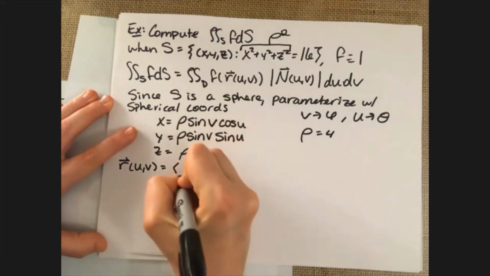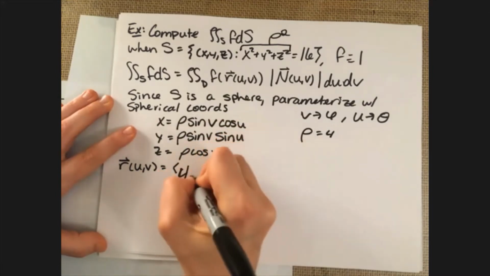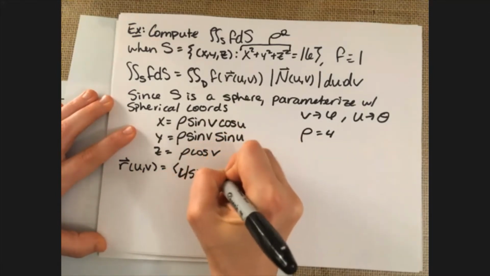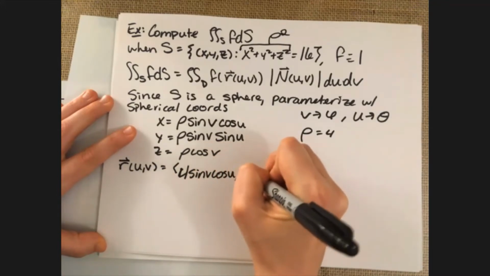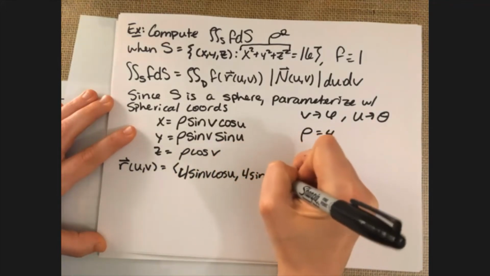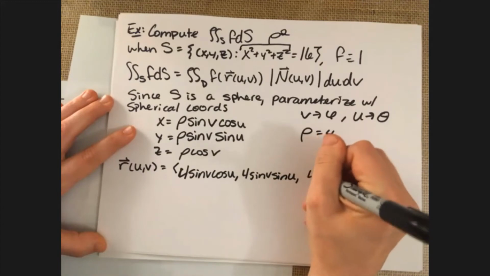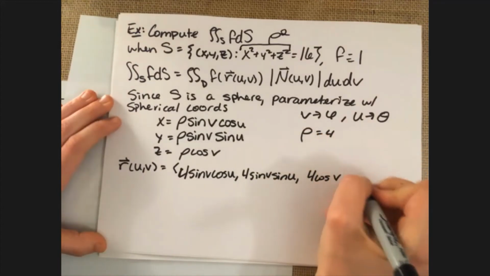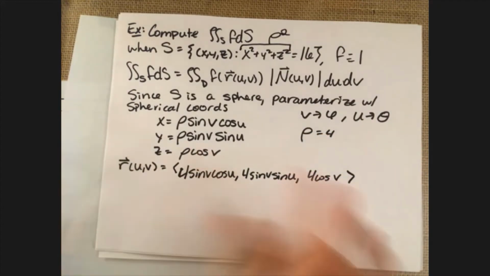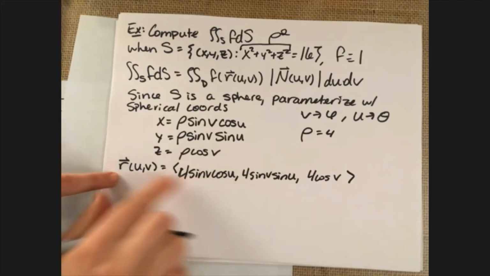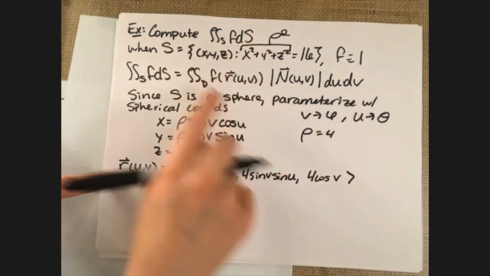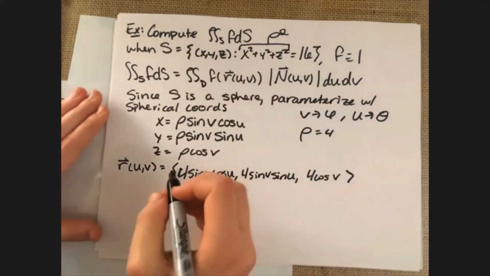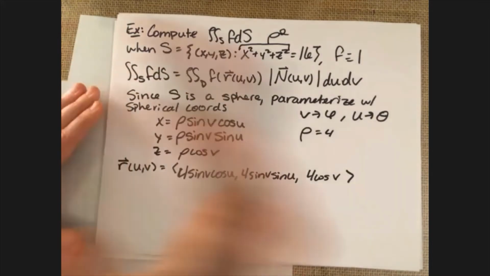So this is my x component. It'll be 4 sine v cosine u, 4 sine v sine u, and then 4 cosine of v. And that's pretty much all there is to parameterizing this. And then we just need some bounds on u and v.